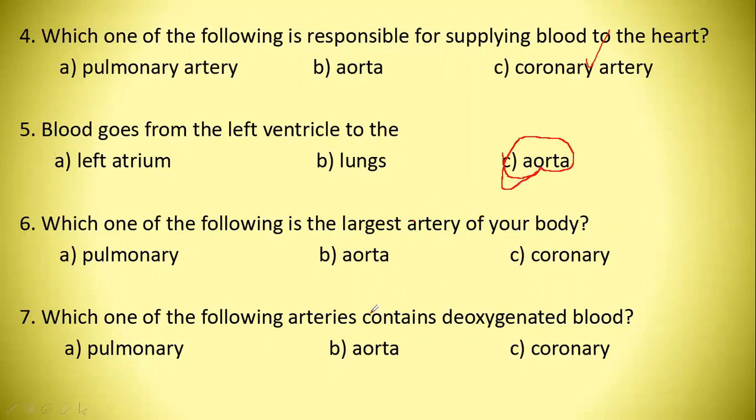Which one of the following is the largest artery of your body? Option A, pulmonary, option B, aorta, option C, coronary. Question number 6, option B.